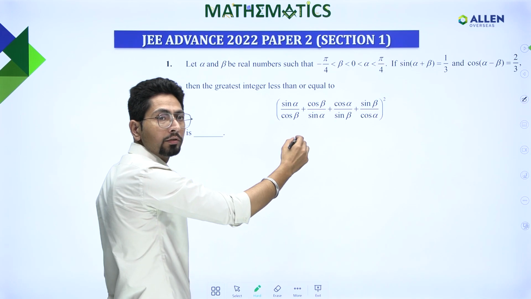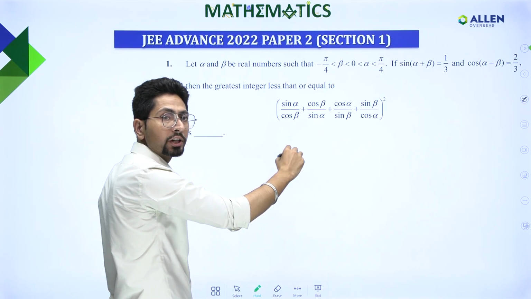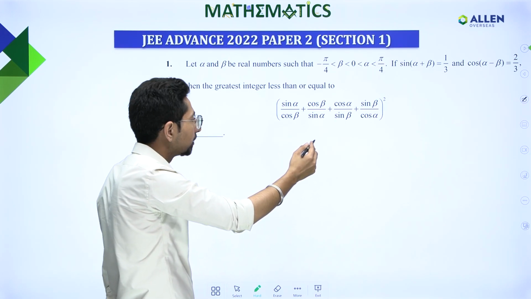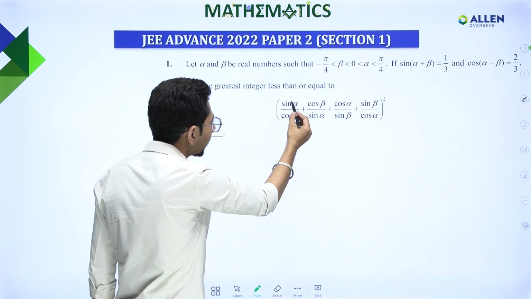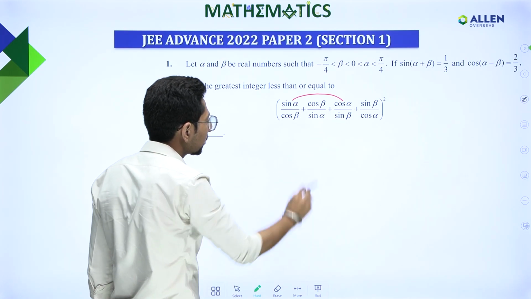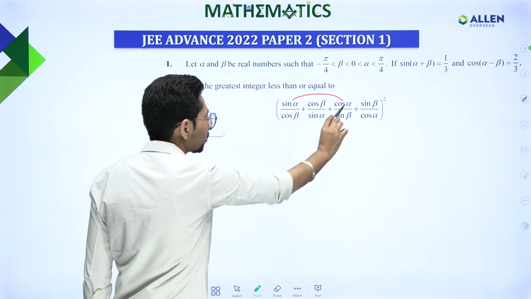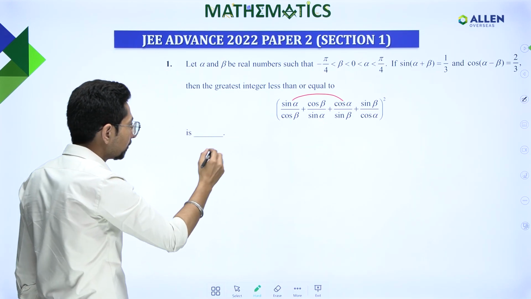In this, what I have to analyze is, I have to combine those terms which can create some formula of trigonometry, that is the sum or difference formula. So I can clearly see these two terms can be combined. This will form sin alpha sin beta plus cos alpha cos beta. So let's solve it here.